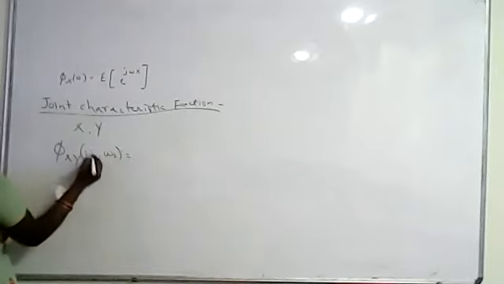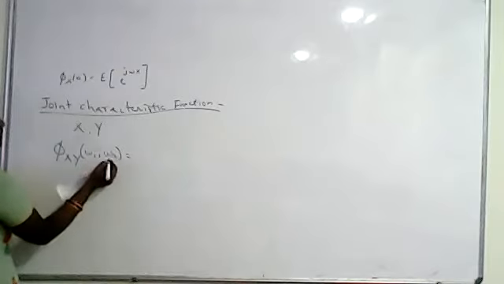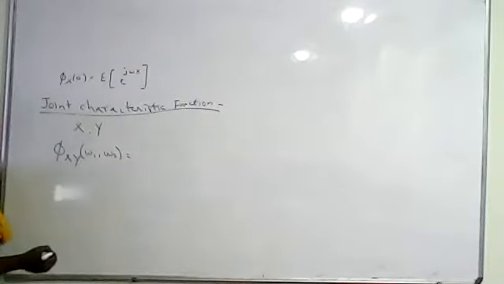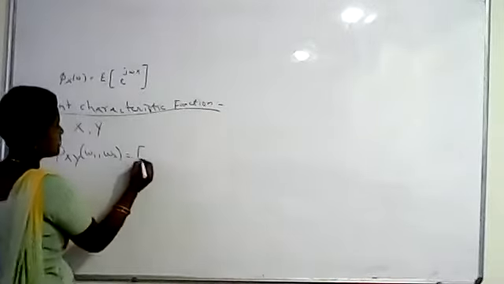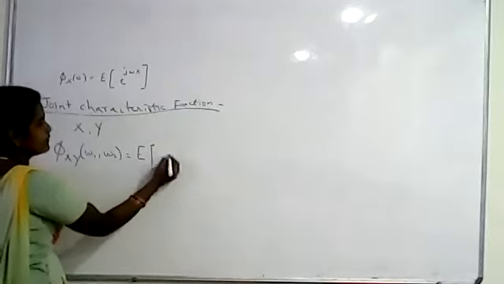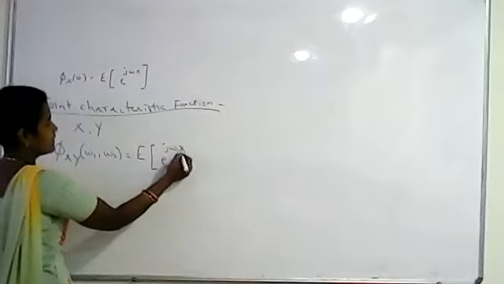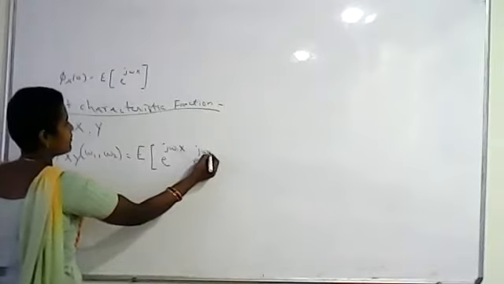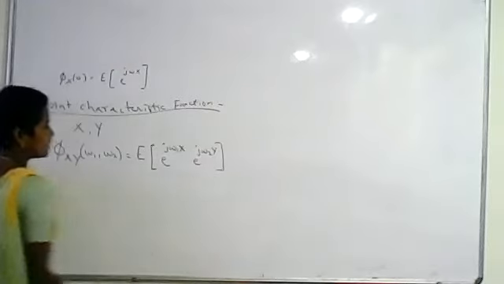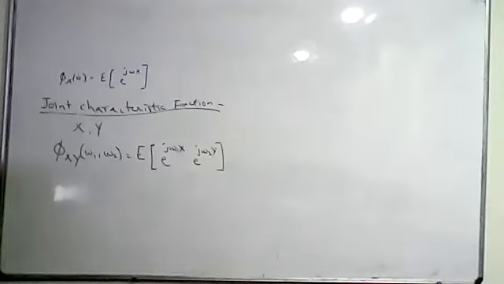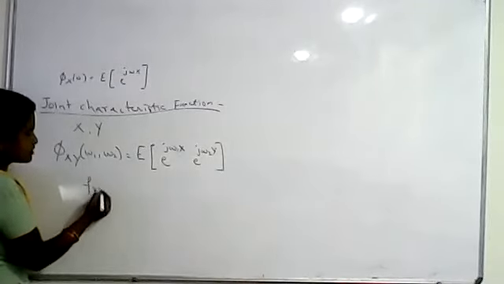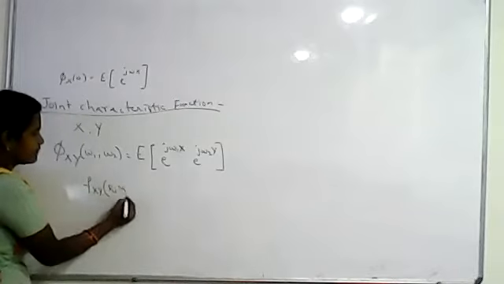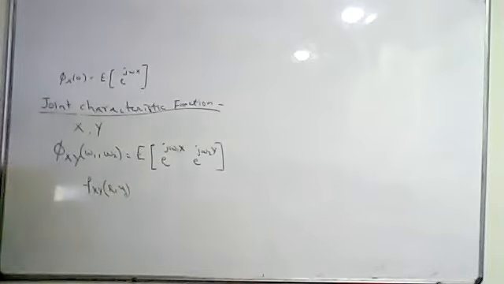So the random variable x is a function of omega 1, random variable y is a function of omega 2. So it is phi xy of omega 1 comma omega 2. It is nothing but the expected value of e power j omega 1 x, e power j omega 2 y. For example, these random variables have the joint probability density function, given by fxy of x comma y.